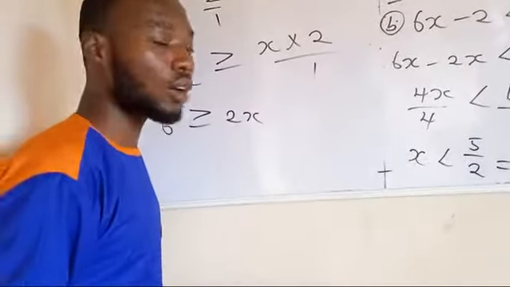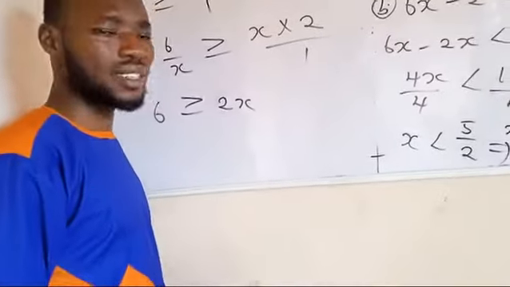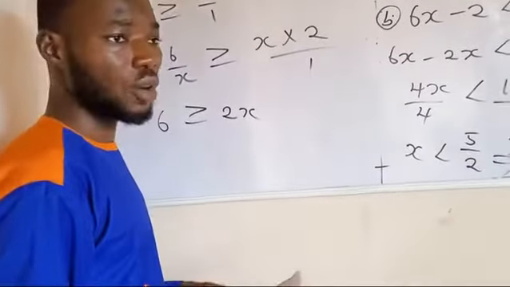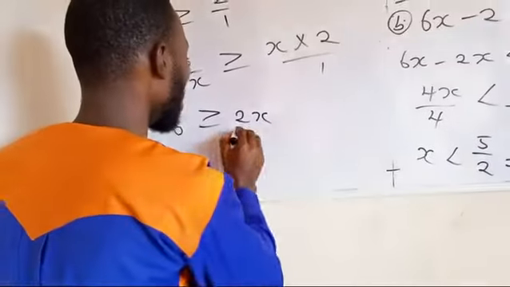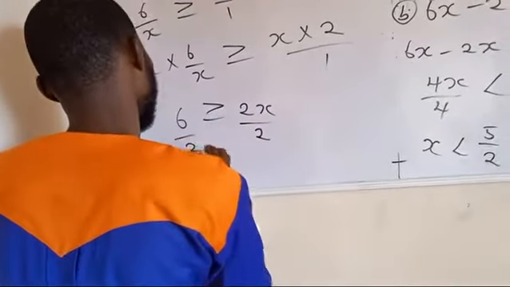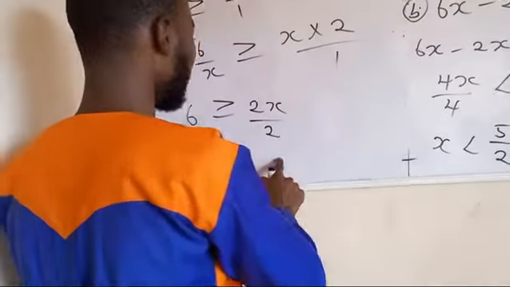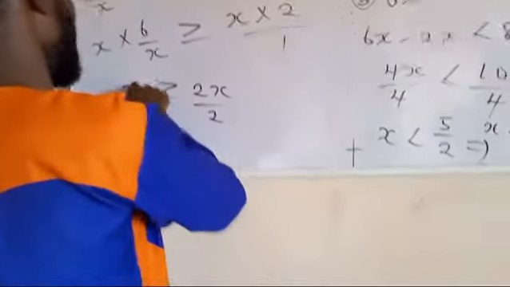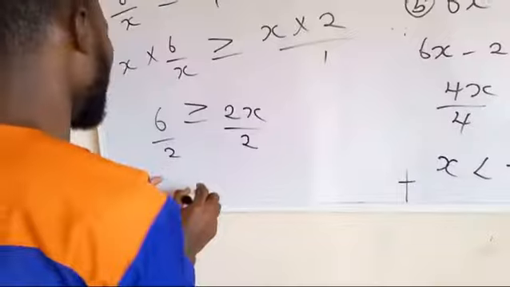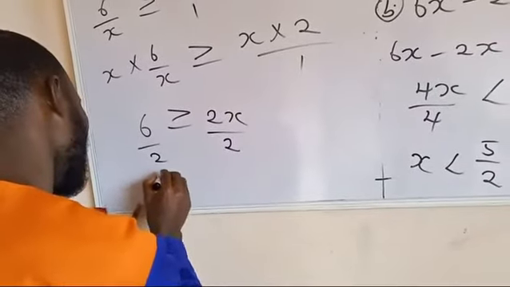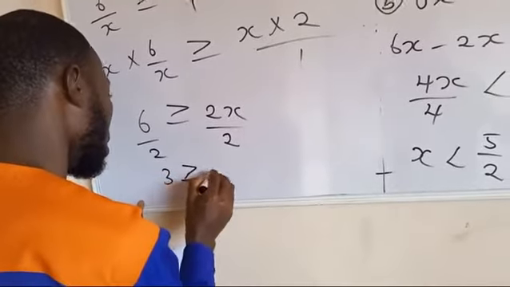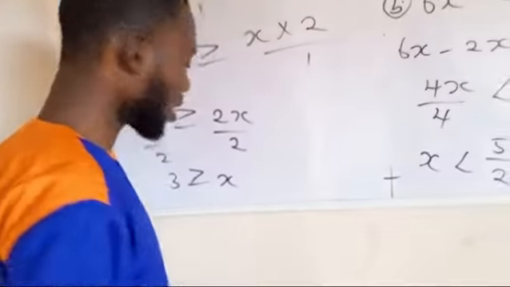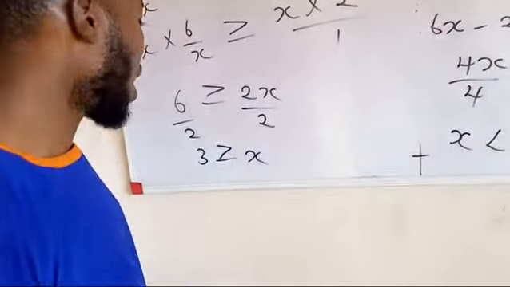So what are we going to do now? We divide both sides by the coefficient of x so that we can get the value of x. So the coefficient of x here is 2. We divide by 2, we divide by 2. 2 cancels 2. And 6 divided by 2 will give us 3 is less than or equals to x. 3 is less than or equals to x.